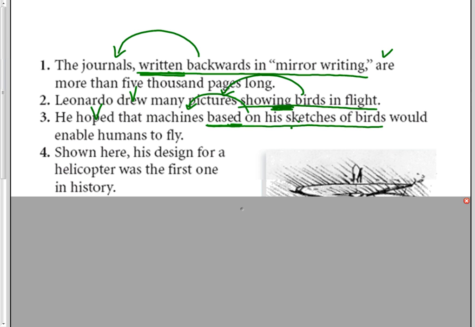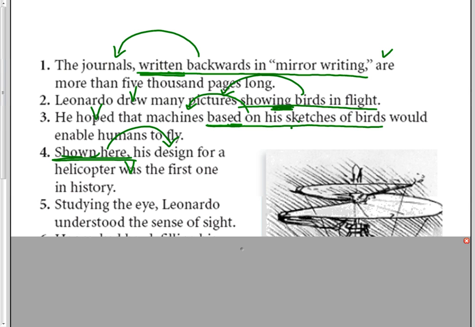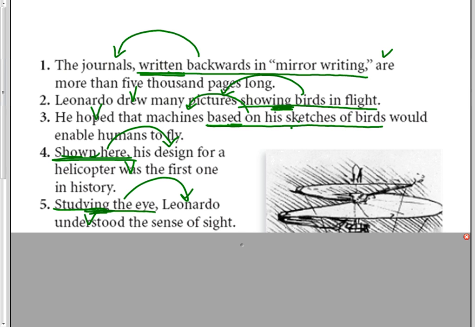Number 4, shown here, his design for a helicopter was the first one in history. Was is my main verb. His design was. So shown is my participle, and this whole thing is the participial phrase. It describes the design. And number 5, studying the eye, Leonardo understood the sense of sight. Understood is my main verb. Studying the eye is my participial phrase, which describes Leonardo.